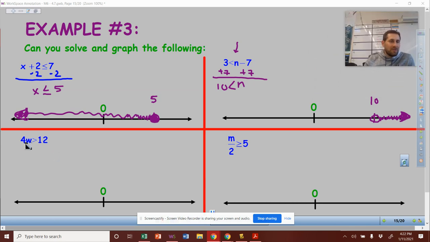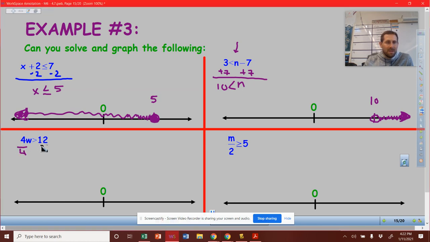Okay, so here, this is 4 times W. You don't see it, but it's multiply. 4 times W is 12. So how do we undo multiply? We divide by 4 here and divide by 4 there. Draw the line. This turns into 1W, and this is greater than. 12 divided by 4 is 3. So we have W is greater than 3. I'm going to put 3 on the line. Going to have an open dot. There's no line underneath. And then I'm going to scribble everything greater than 3.